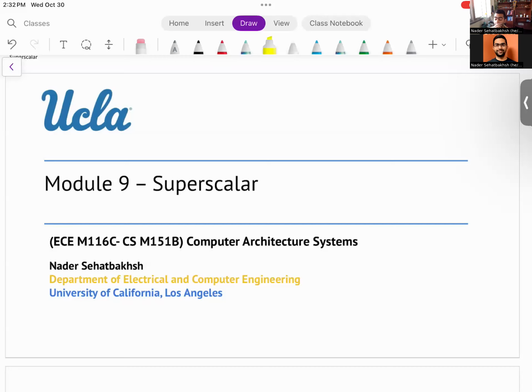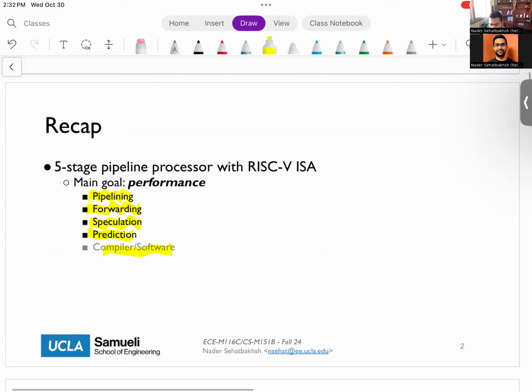All right, so let's also quickly talk about superscalar processors. If you remember so far, what we have discussed is how to optimize a simple processor in order to improve performance. We started with a simple design of a datapath and controller, and we told you that a single-cycle design would be all you need in order to run a given ISA.